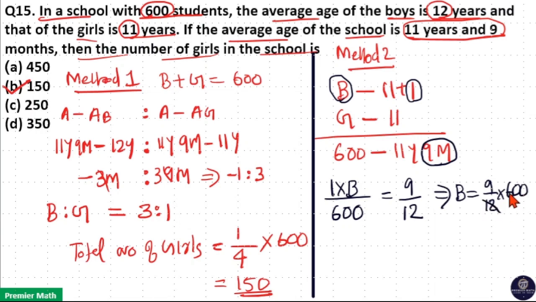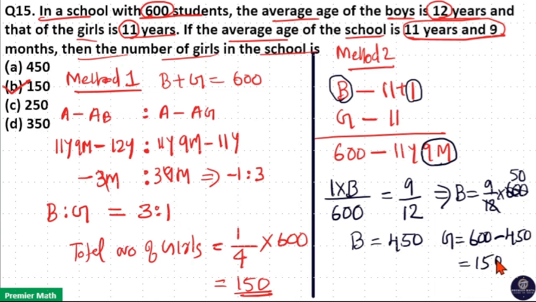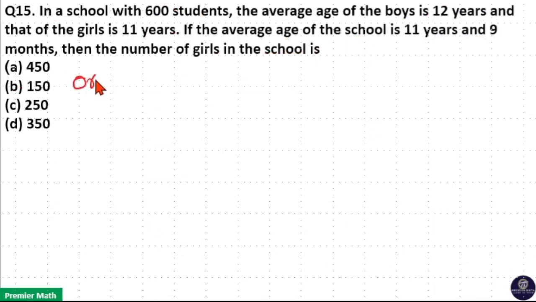Now 12 goes 5 times in 60. So 50 times in 600. So 9 into 50 is equal to 450, which is equal to number of boys. Then number of girls is equal to 600 minus 450, which is equal to 150. So option B is your answer. Third method is ordinary method.